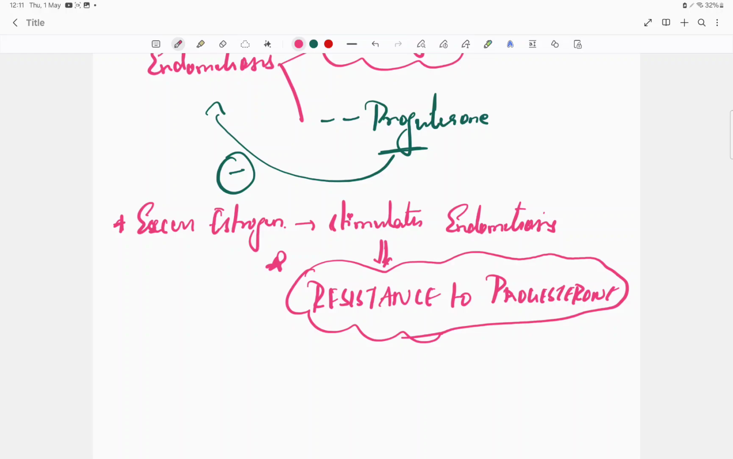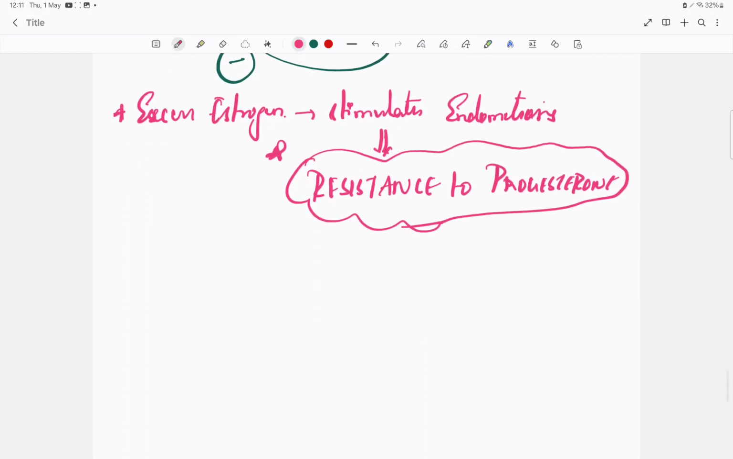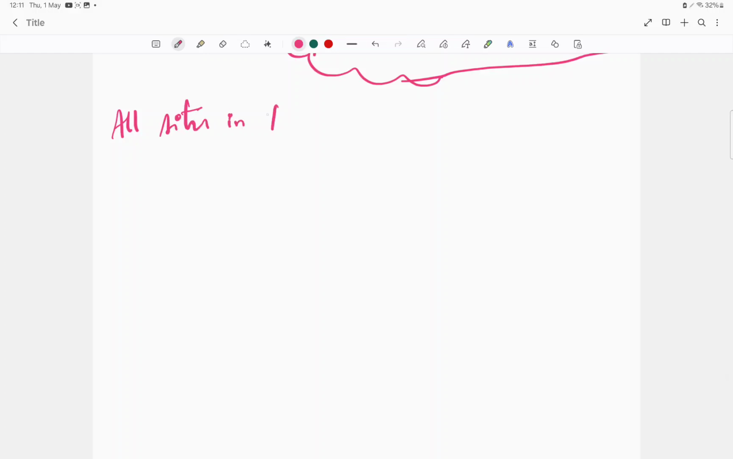So we can give exogenously the progesterone, but whatever the very limited amount of progesterone which has been produced in the body, that won't act on the tissues. Okay, so that's about the hormonal influence. So now, what are the sites of the endometriosis? I can tell you all sites in the body will be affected by endometriosis.